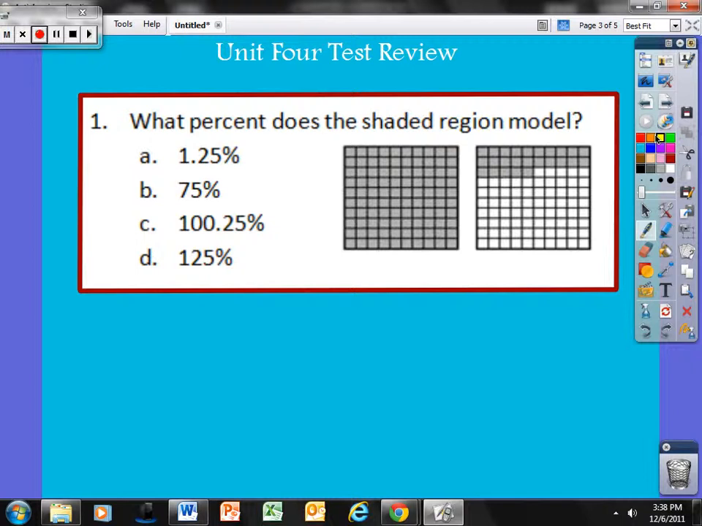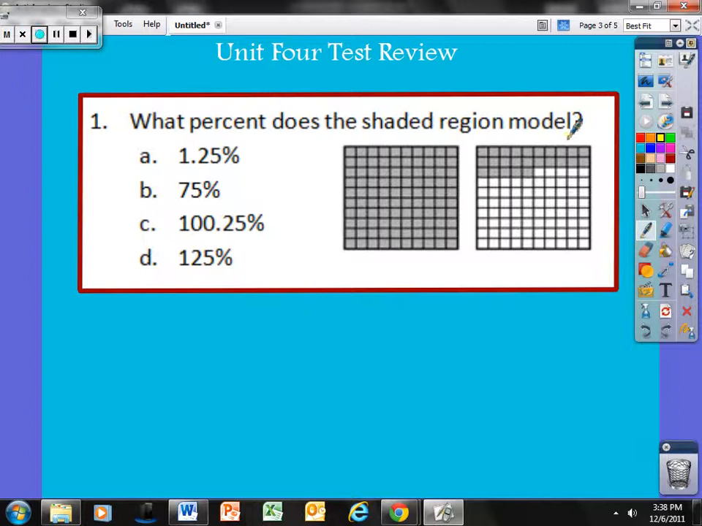I gave you back your Unit 4 pretest today so you can begin to analyze the mistakes you made, take a look, see what we've learned and how you can apply those to the mistakes you may have made on your pretest. So let's look at some of the problems we may have missed. Looking at the first question on the assessment, it says, what percent does the shaded region model?